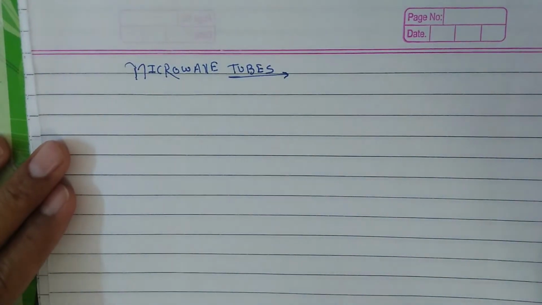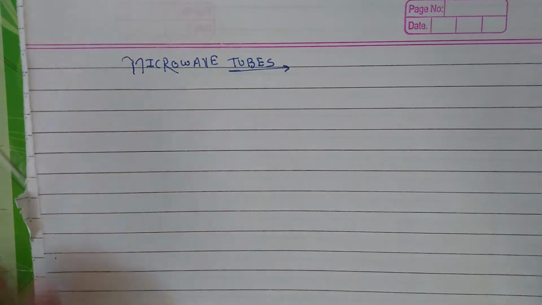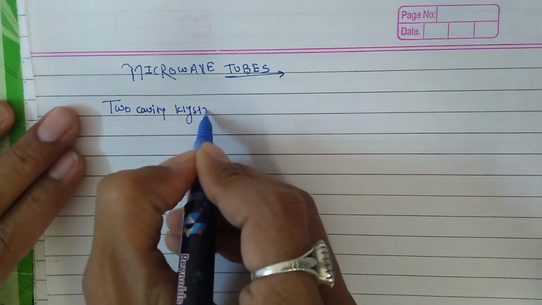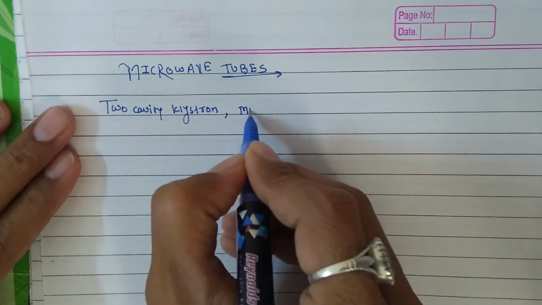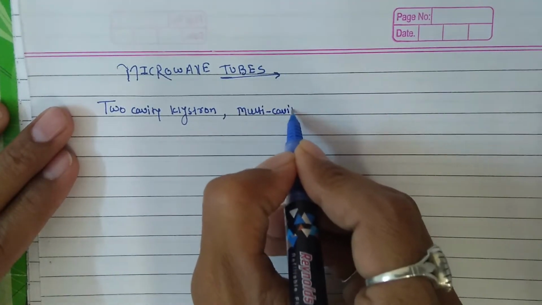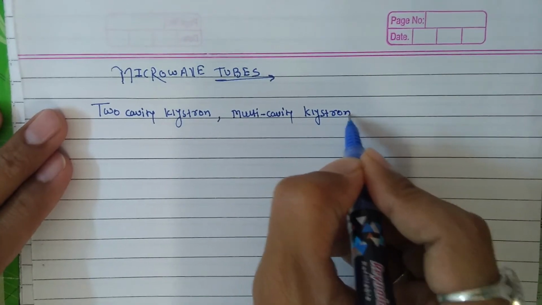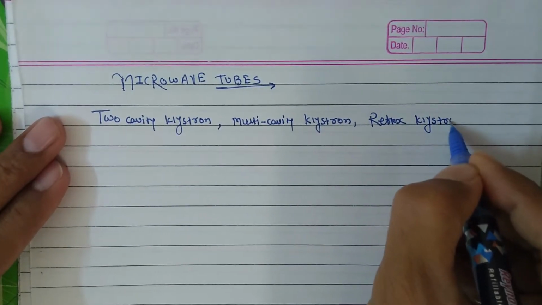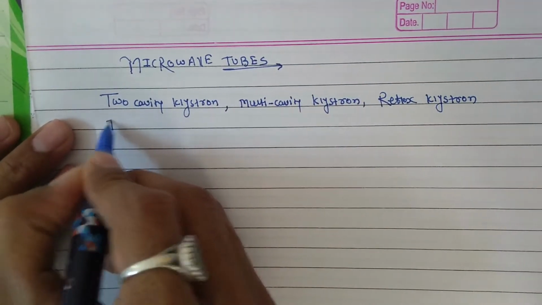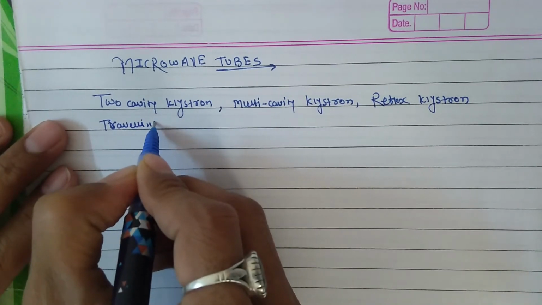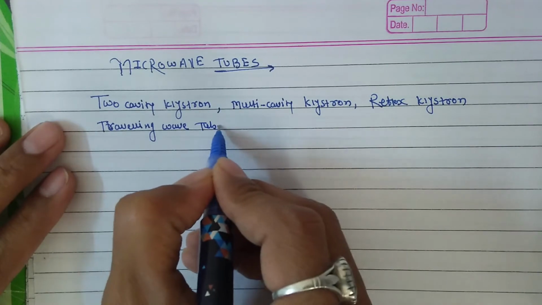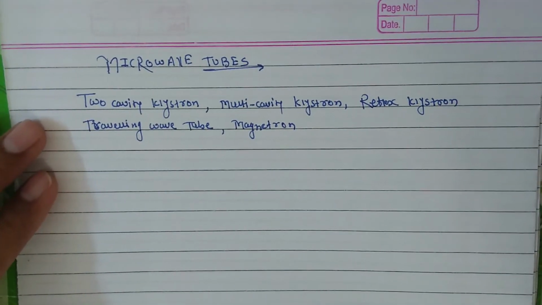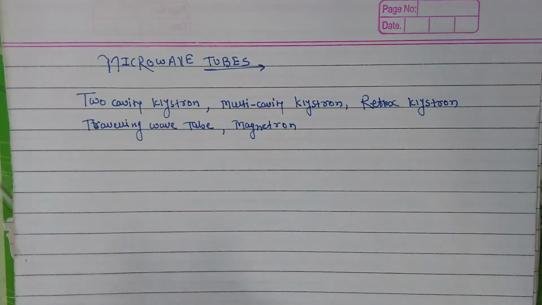In this video series, we will discuss different microwave tubes such as two cavity klystron, multi cavity klystron, reflex klystron, traveling wave tube, and magnetron. So for our upcoming videos, we will talk about all these tubes one after another.